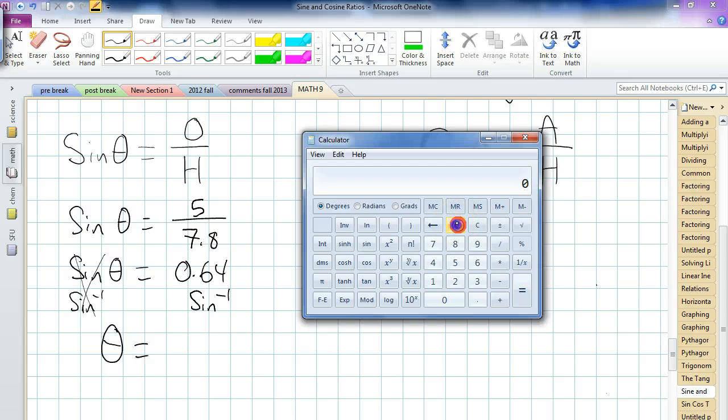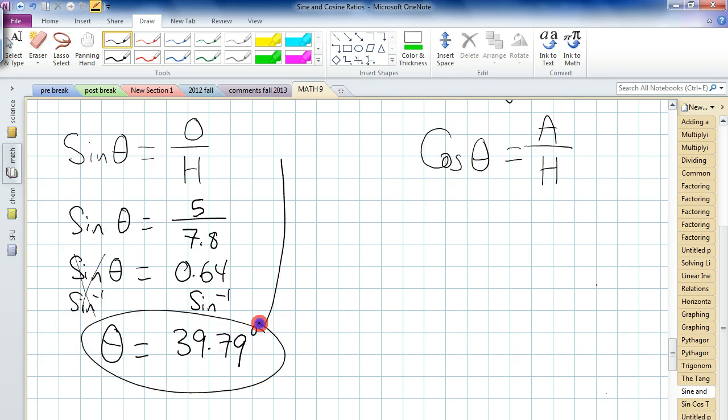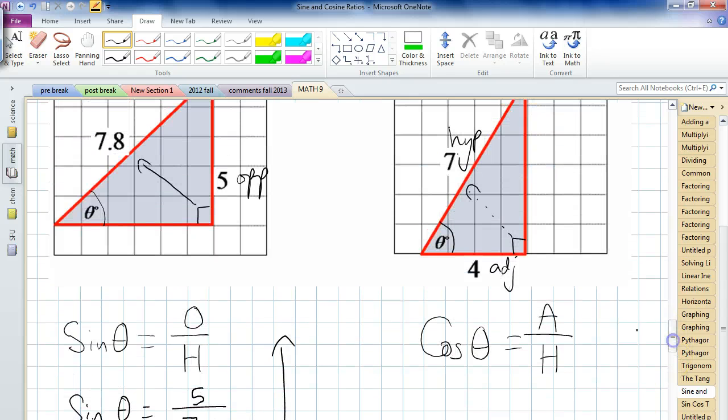So let's do that. 0.64 inverse sine gives me 39.8. We're going to two decimal places, 39.79. 39.79 degrees. That is the missing angle we were trying to find right here. There it is.